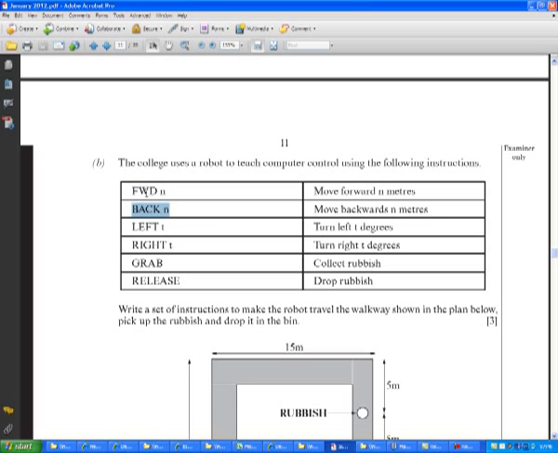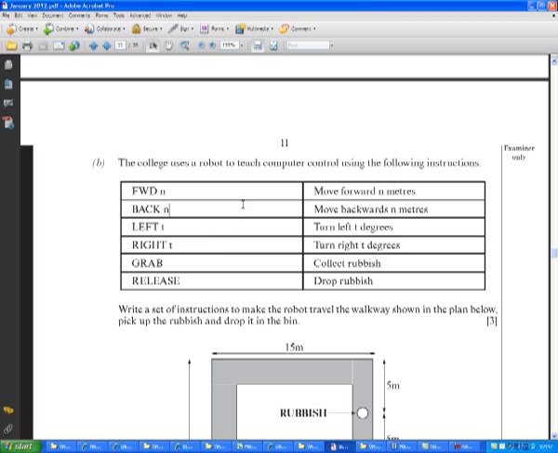Forward obviously means to move it forward. Now you'll see N is just a variable, so you wouldn't actually write N into your answer. If you want to move forward 5 meters, you would write in FWD, all capitals, and then put in 5. We know that would move it forward 5 meters. If we want to move forward 25 meters, we would go FWD 25. These are just variables. You can substitute the letters for numbers in any of these commands that have them in.